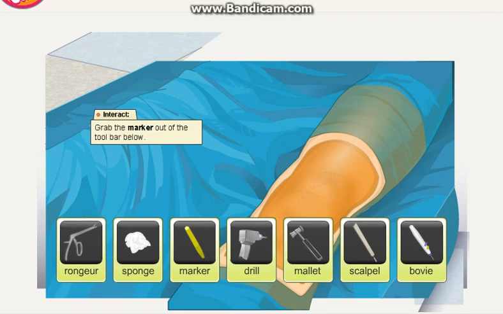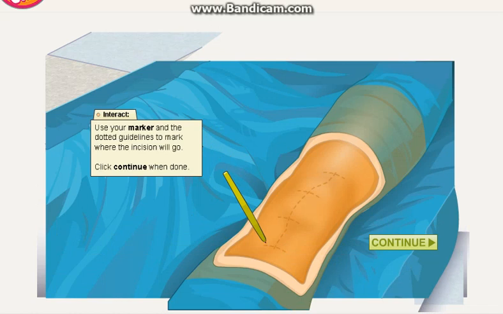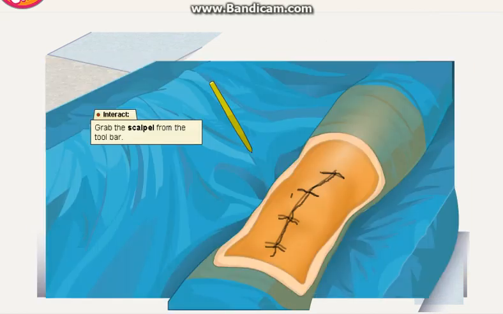Use the sterile marker to draw the location for our incision, and don't forget to mark the perpendicular lines too. Typically, the incision line is 6 to 7 inches long. What purpose do you think the perpendicular lines serve? Outstanding. Now for the incision.